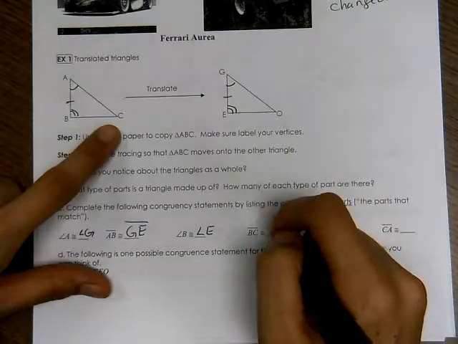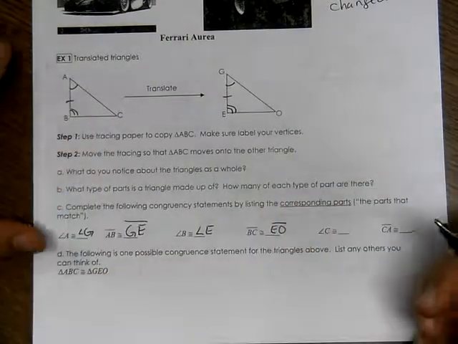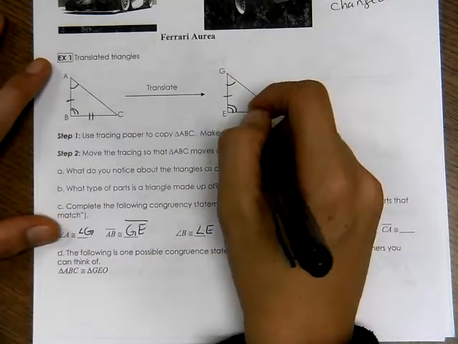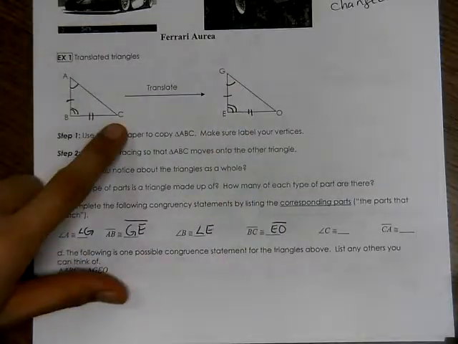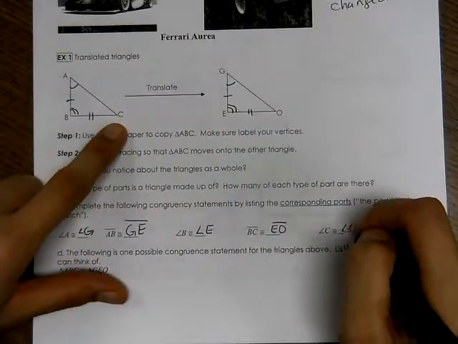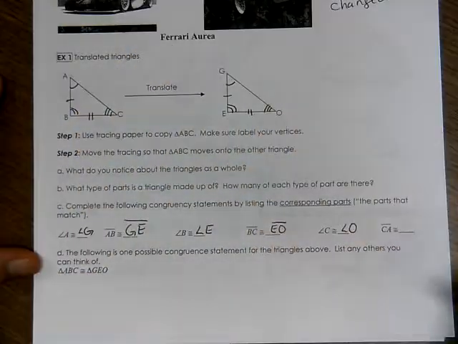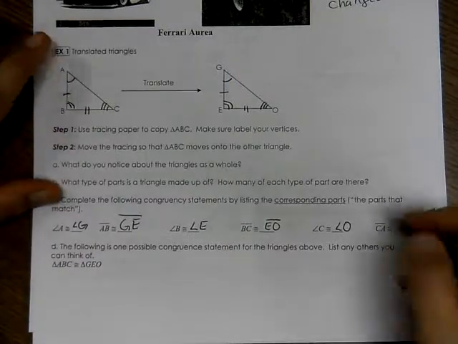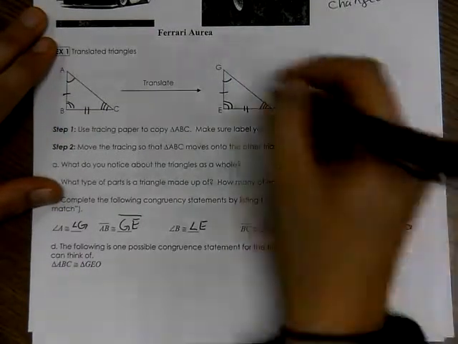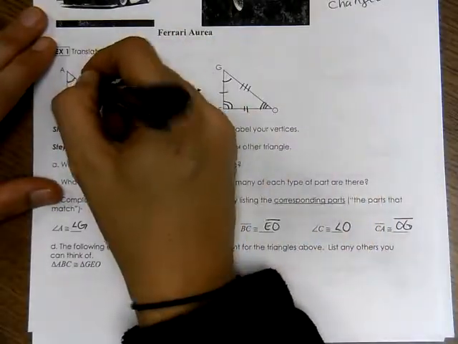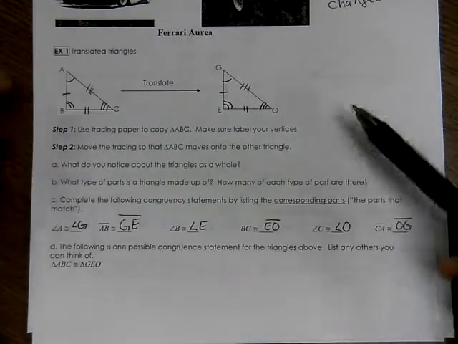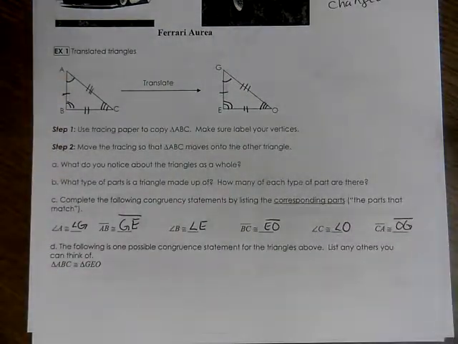BC is going to be the same as side EO. So I put two dashes, two dashes. Angle C will be with angle O. So I put three arcs, three arcs. And then CA is going to be with OG. So I put three dashes, three dashes. So the arcs always go with the angles, the dashes always go with the sides.